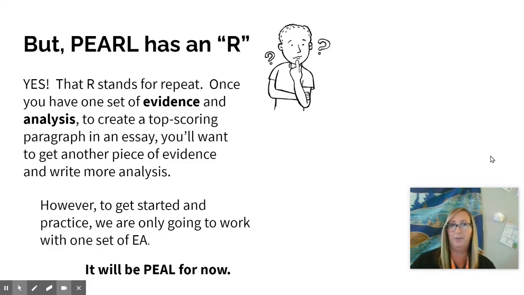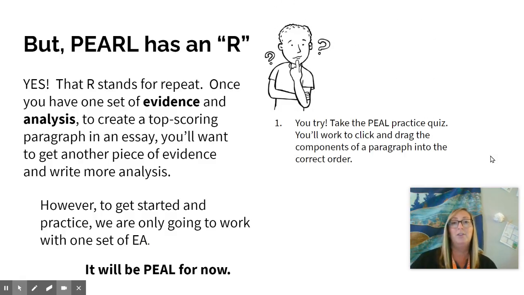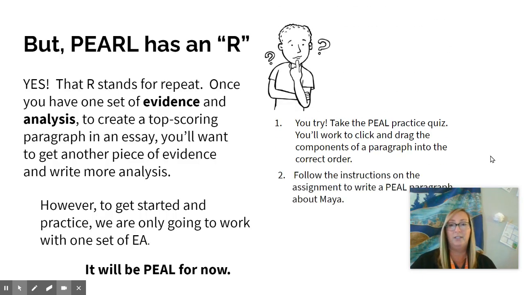It's going to be your turn here to identify the components and to put together a paragraph. You're going to write about Maya. So first, take the PEAL practice quiz. You'll see that in this week's folder. And what it will be is a couple different paragraphs that are in pieces. And you'll click and drag the pieces to be in the correct PEAL order. And then you'll have instructions for writing a PEAL paragraph about Maya.